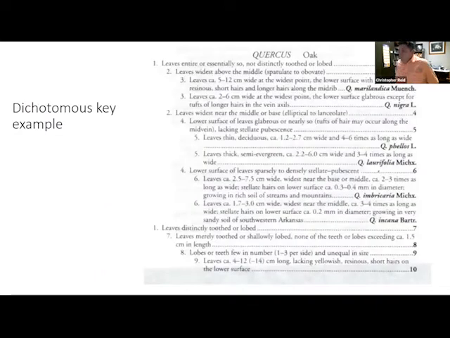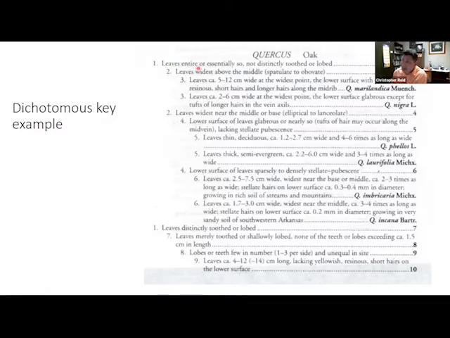All right, a little grainy here, but this is an excerpt from the oak key from the Keys to the Flora of Arkansas. Now, key structure in real life differs a good bit. Most keys are numbered. So I'll draw your attention to this first line, and I'm going to read it out.